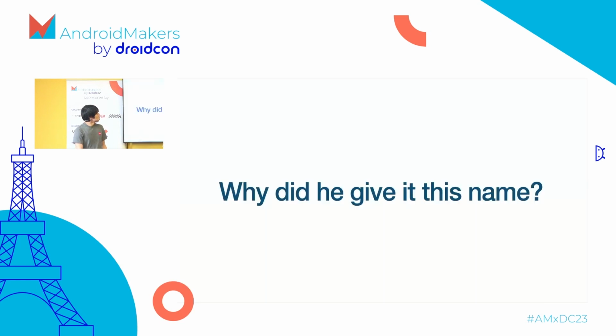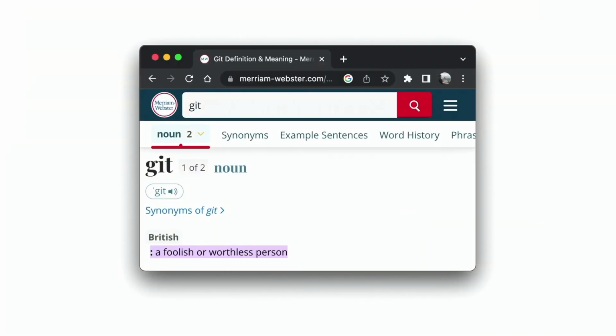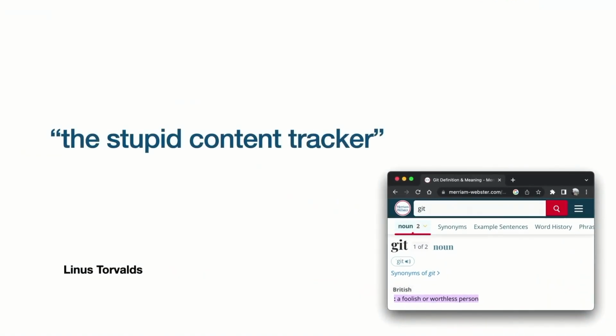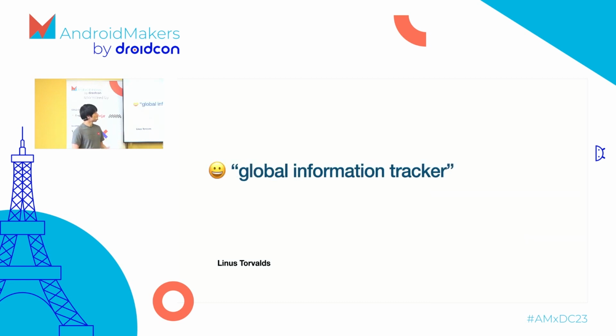And then you can ask, why did he give this name, Git? If you check the dictionary, Git means a foolish or worthless person. I didn't know about this word. So he gave it this name because for him, Git is a stupid, worthless, foolish content tracker. I will explain later why he wants to say a stupid content tracker. Besides that, he gave other meanings for Git, depending on your mood. When you are in a good mood, Git can stand for global information tracker.